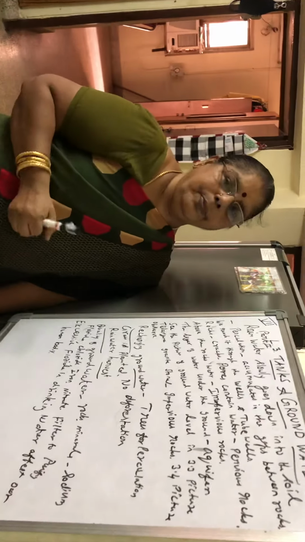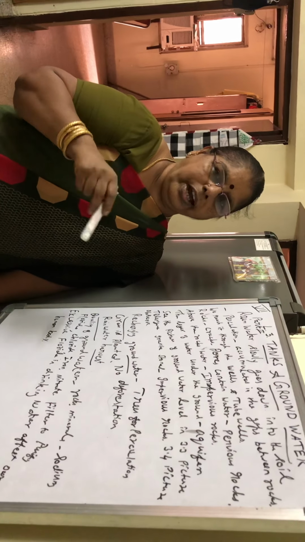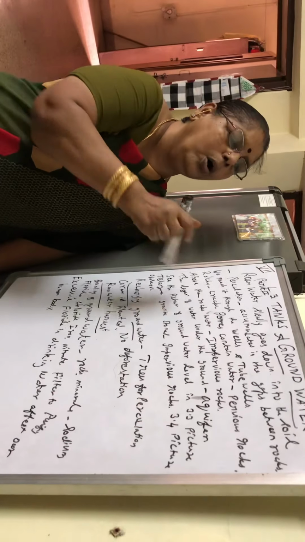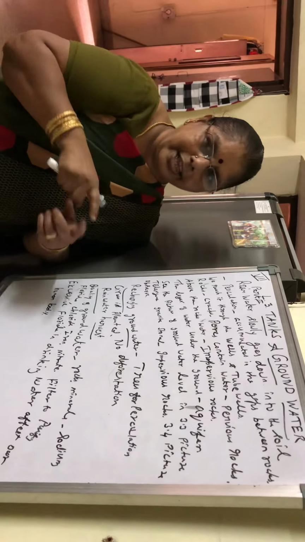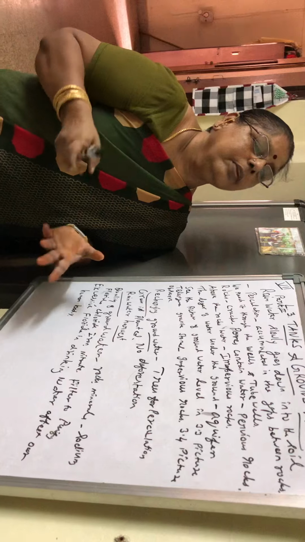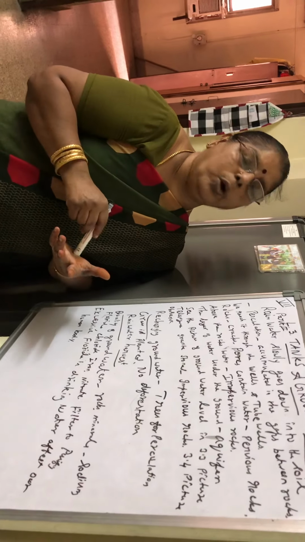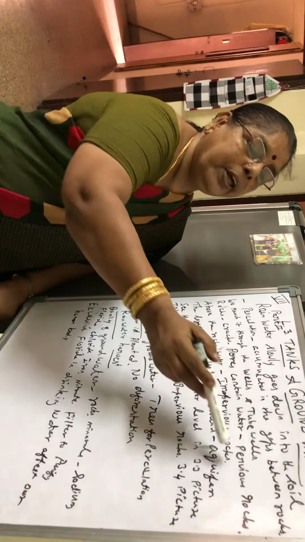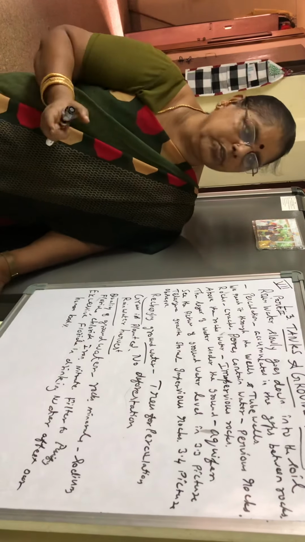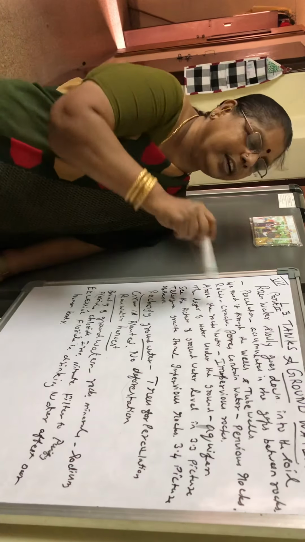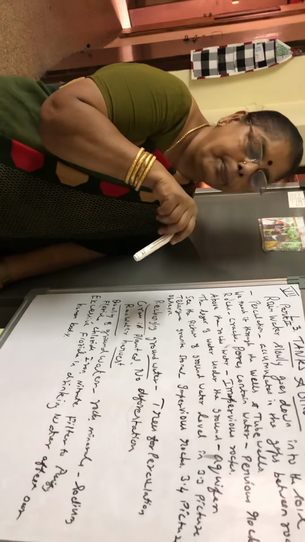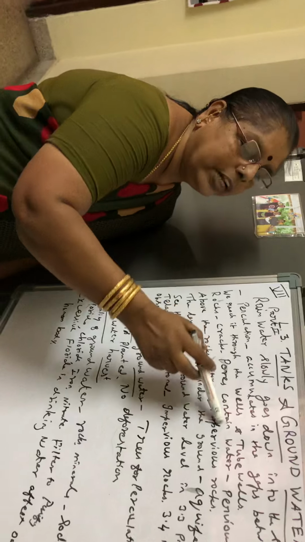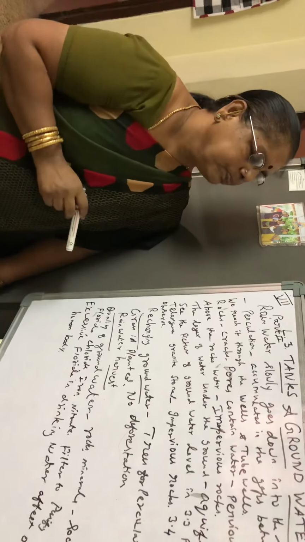Now, rocks have cracks, and we call the holes pores, P-O-R-E, pore. So the cracks and pores will be filled with water. They contain water. The rocks which have pores and cracks, where water fills up the gaps, are called pervious rocks.